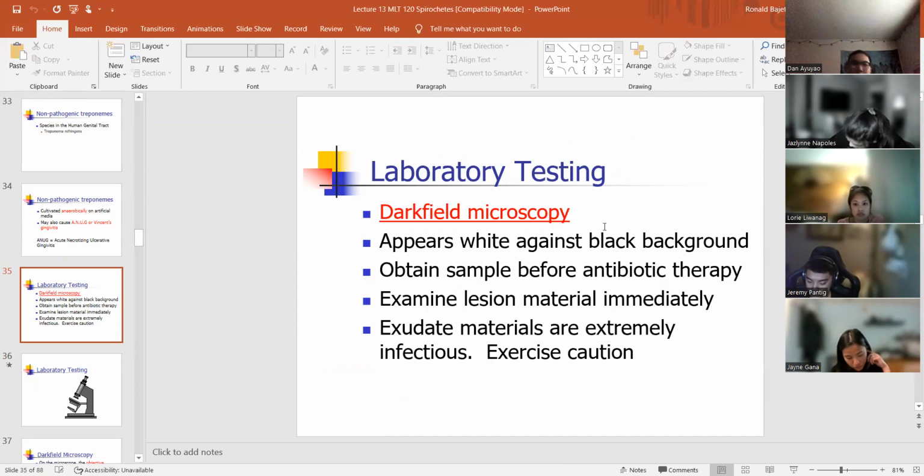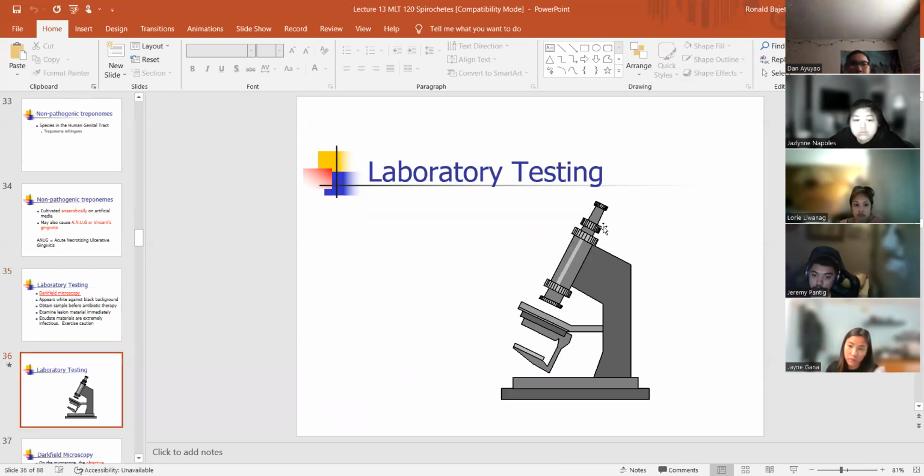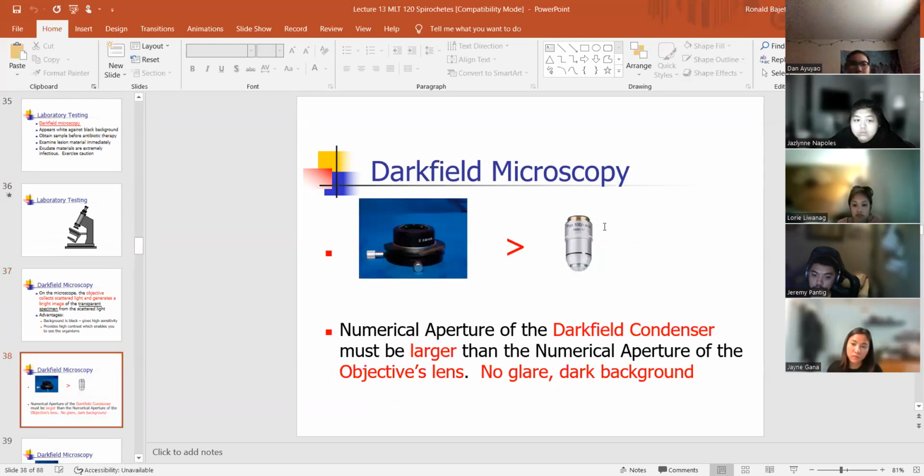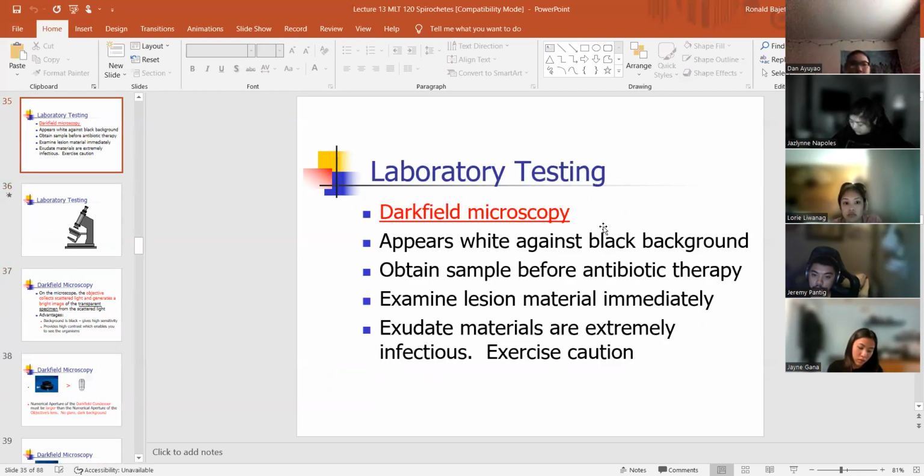Now getting into dark field microscopy. In dark field microscopy, what you're looking at is the object in white against a dark or black background. And the key is to fine tune the numerical aperture between the dark field condenser and the ocular objective. So in dark field microscopy, remember, it's a white object.